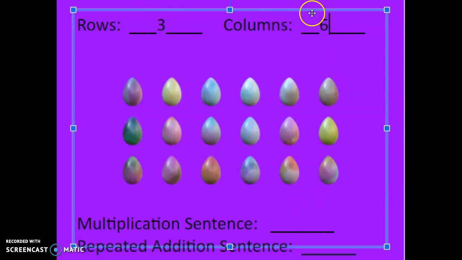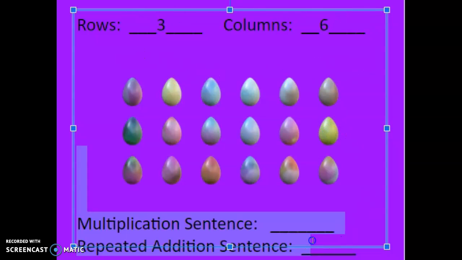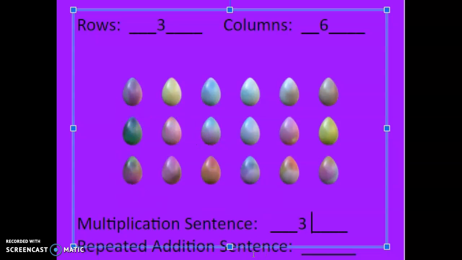How could I take this information and write it into a multiplication sentence? Now remember, we're thinking like we did last week. We had groups and the number in each group, or the items in each group. And we always have the group number first. Which one do you think is going to go first here? If you said rows, then you're exactly right. We're going to talk about the rows first. So we're going to have 3 times 6.